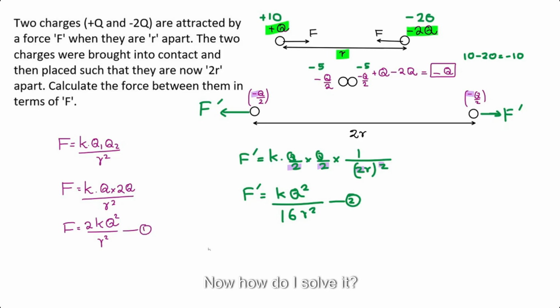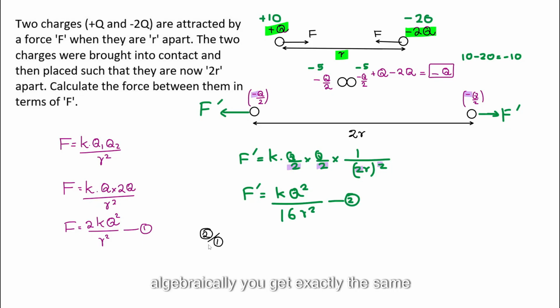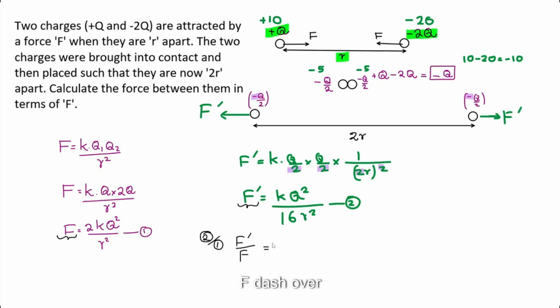Now, how do I solve it? I need to calculate the force between them in terms of capital F, so I need to get F dash in terms of capital F. In a situation like this, the easiest way to do it is divide them by one another. There are other ways of doing it algebraically. You get exactly the same answer, but let's divide it. F dash over F. So I divided the left-hand side of the second one by the first one is equal to, let's do the same thing to the right-hand side now.